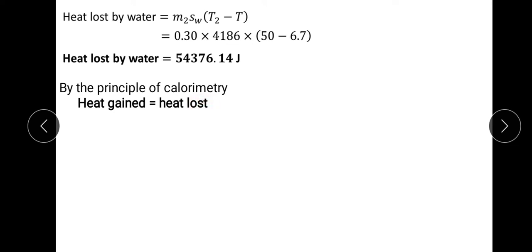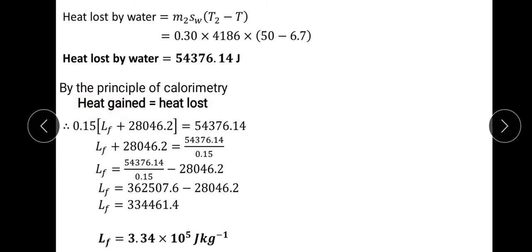Now by the principle of calorimetry, heat gained is equal to heat lost. Therefore, let us equate them. So heat gained is written in the previous slide, which is equal to 0.15 LF plus 28,046.2. This will be equal to heat lost, which is written here. Therefore, this is 54,376.14. Now we need this LF.